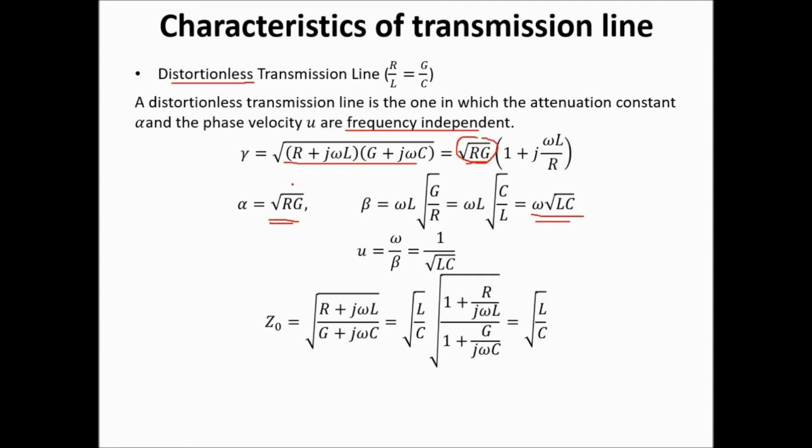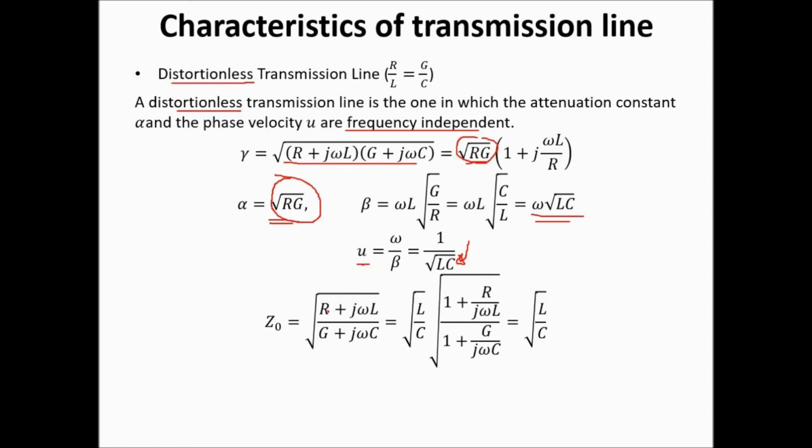So you see now alpha is independent of the frequency. No matter what the frequency of the signal is, the attenuation constant is fixed. It is constant and independent of the frequency. So the signal will be distortionless; there will be no distortion to the signal. The phase constant is also such that the speed is independent of the frequency. In this transmission line, the speed of propagation is independent of the frequency.